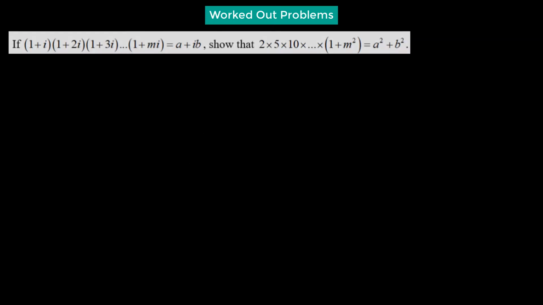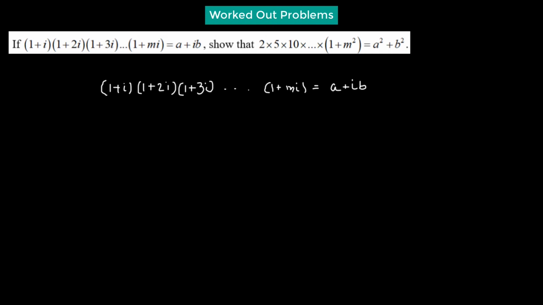So in this particular question we are given the complex number 1 plus i multiplied by 1 plus 2i multiplied by 1 plus 3i all the way up to 1 plus m times i is equal to a plus ib. And using this given condition, we have to show that 2 times 5 times 10 all the way up to 1 plus m squared is equal to a squared plus b squared.